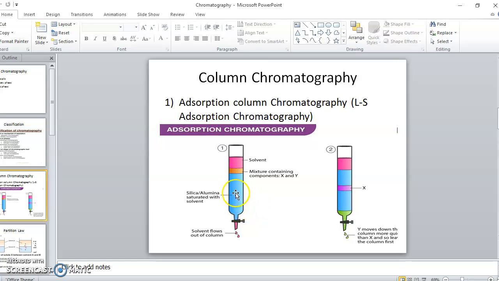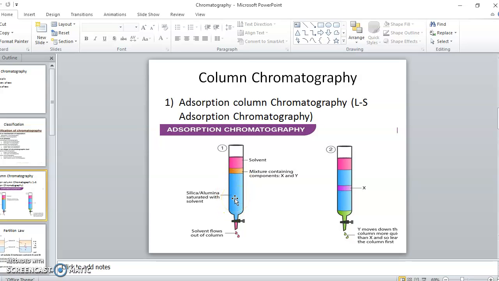First of all, we have to prepare the stationary phase. The stationary phase is prepared as a long column in a glass tube, or you are familiar with the burette, like that. Usually the stationary phase is either silica or alumina. Silica gel or alumina is taken as the stationary phase. So here you can see the blue line or blue shaded area is the stationary phase.